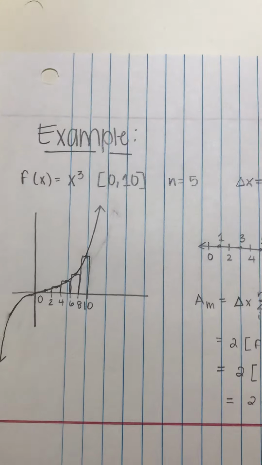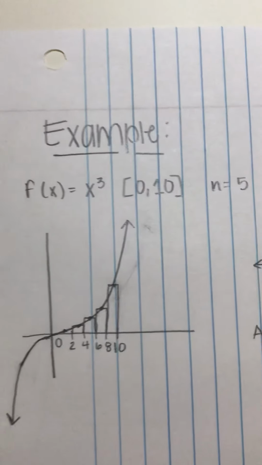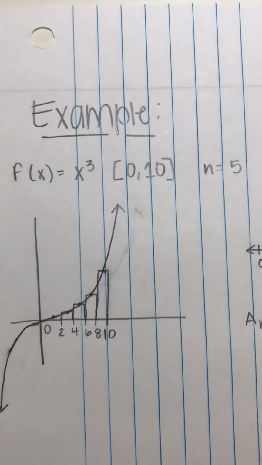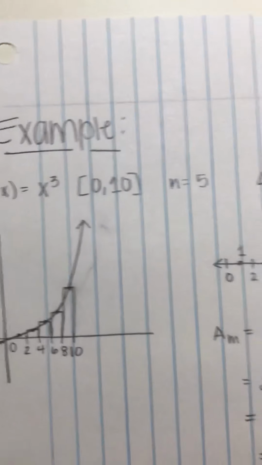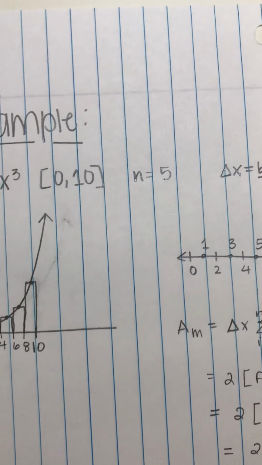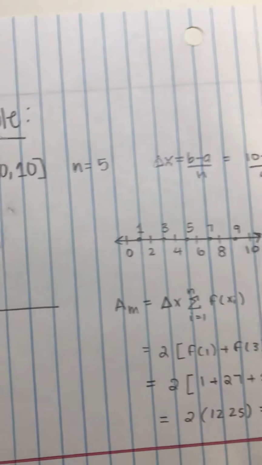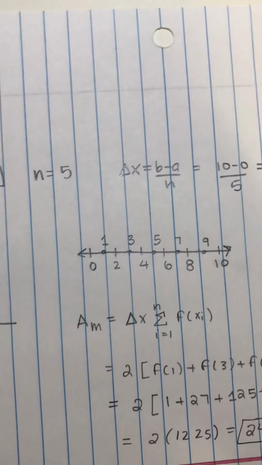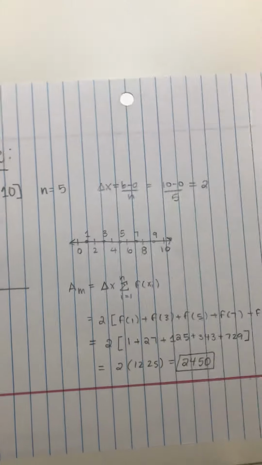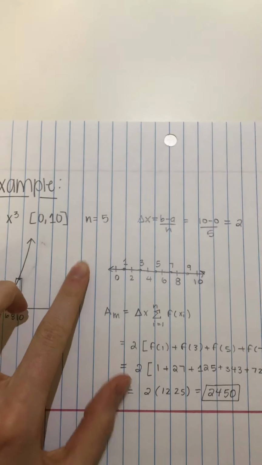We have another example. Say that we're given the function f of x equals x cubed, and we are on the interval 0 to 10. They want us to use 5 rectangles because I know that n represents the number of rectangles, so n equals 5. And just a reminder that delta x equals b minus a over n. So the first thing we're going to do is calculate delta x.